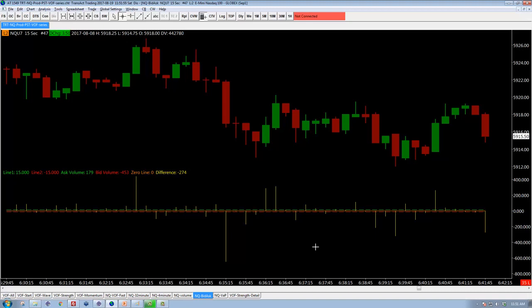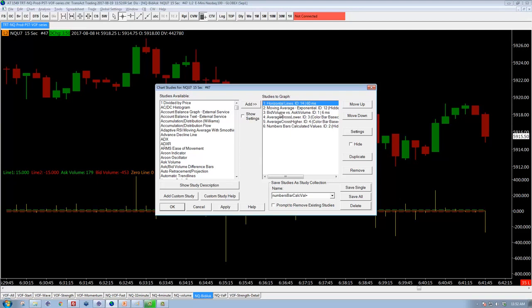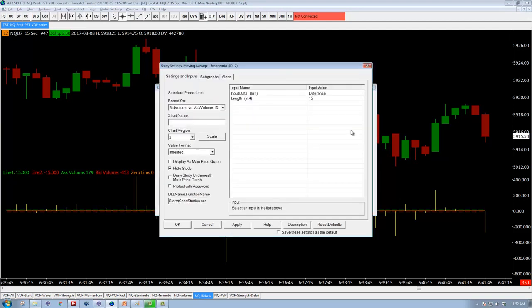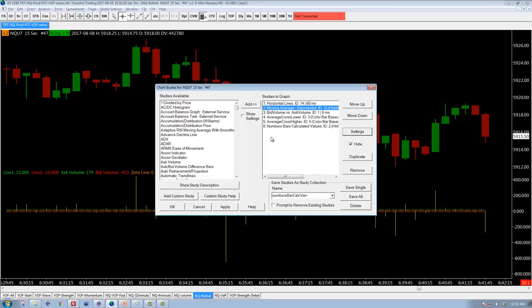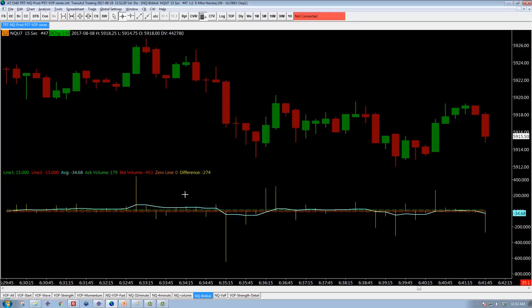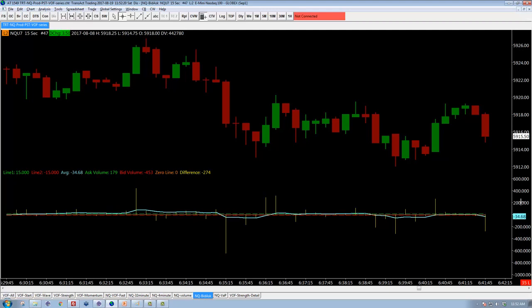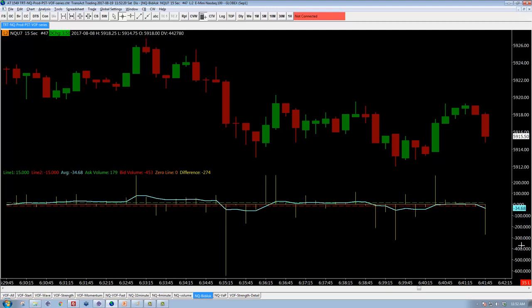So we're going to apply a moving average to the difference value. To do that, we've got just an exponential moving average. If you're curious about the settings, it's based upon the bid volume versus ask volume difference. We're looking back 15 bars, so it'll be 3 minutes and 45 seconds, just under 4 minutes. Let's unhide that, and that's going to give us this cyan blue moving average here. I need to make this a little bit bigger so that we can see it better.